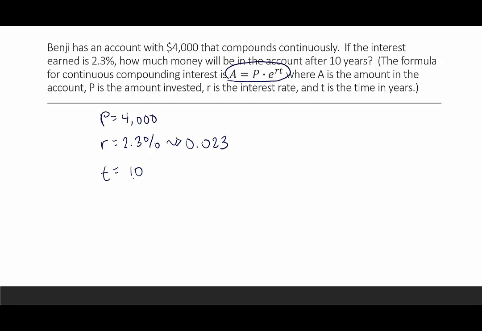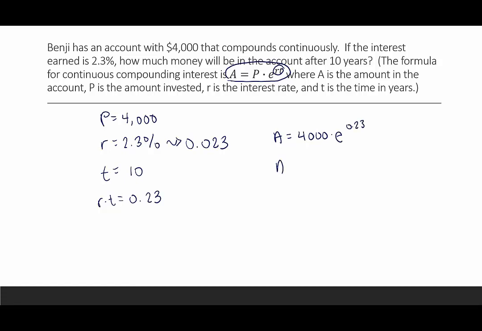What I want to do before I actually plug in is it's really important to me that we do this calculation first because we don't want to have an order of operations mistake. So just before we actually plug in, just calculate r times t. That's going to be 0.023 times 10, which will give us 0.23. Now let's plug in. So we have A is equal to 4,000 times e to the 0.23.